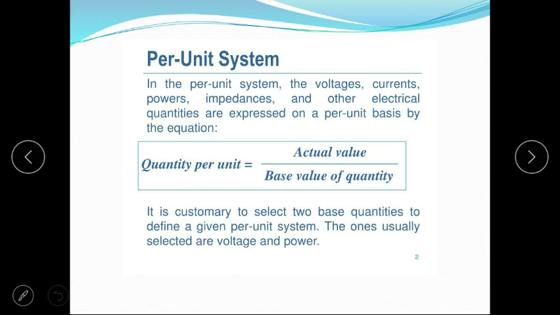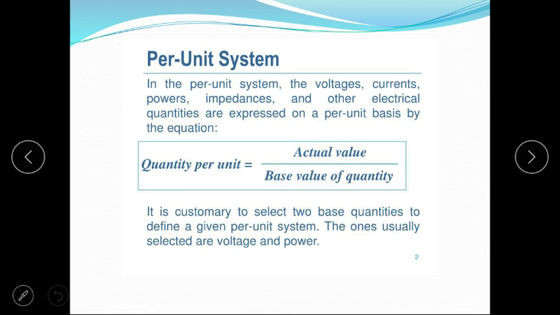Now, the per unit system. In the per unit system, the voltage, current, power, impedance and other electrical quantities are expressed on a per unit basis by the equations. It means the parameters of the per unit system are expressed in per unit values. So per unit quantity is equal to the actual value of the quantity divided by the base value of the same quantity.